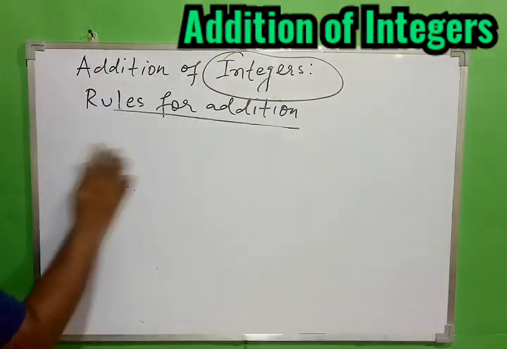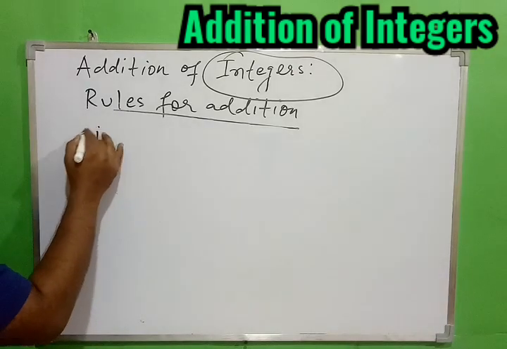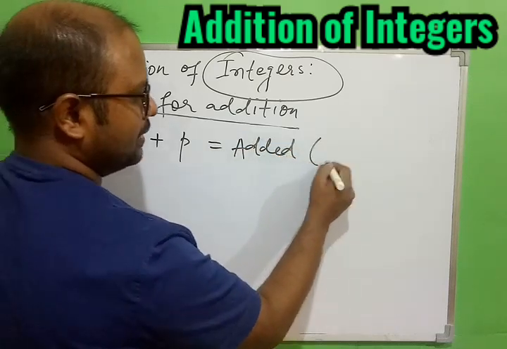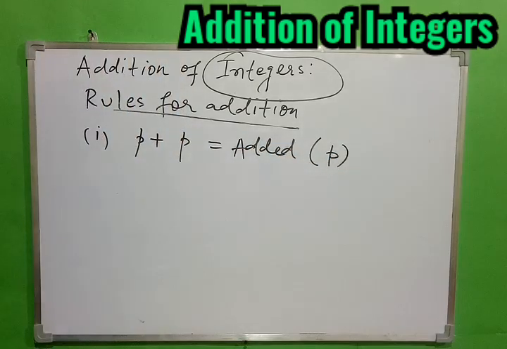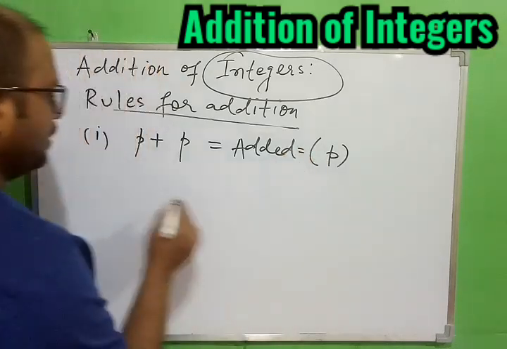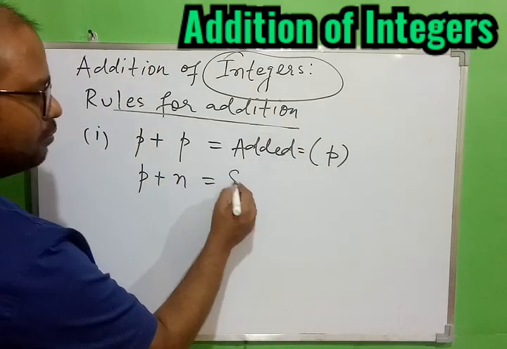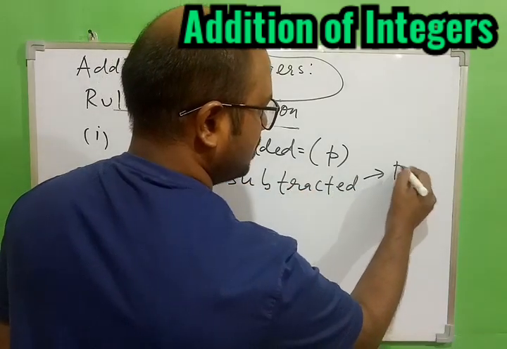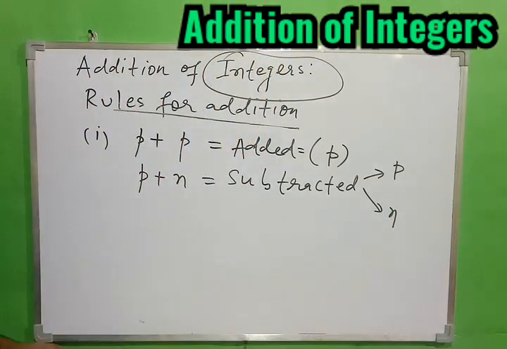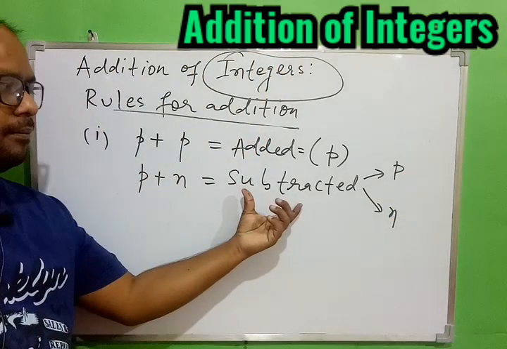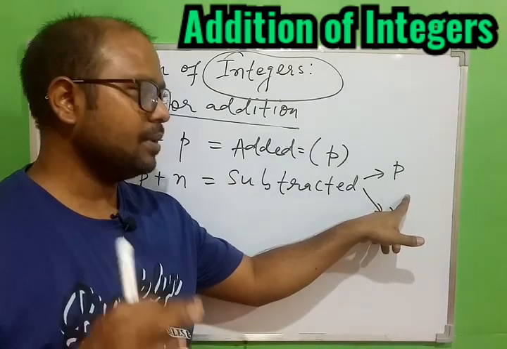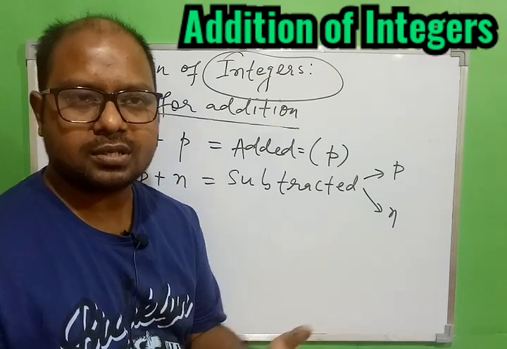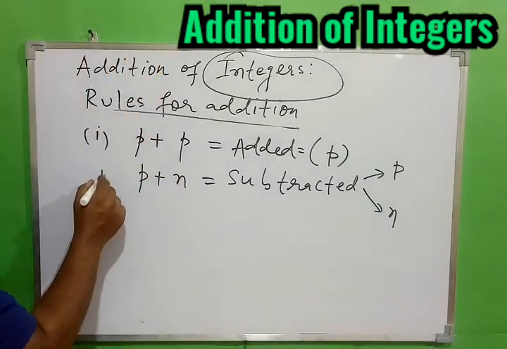So briefly we can summarize. Number 1, positive and positive will just be added, and that will also be a positive integer, no doubt. So the result will be positive. If you have positive plus negative, that will be subtracted, and this can be a positive or negative integer. So when positive and negative are added, basically we do the subtraction, and the final answer can be a positive integer or a negative integer, depending upon which number has the positive or negative sign. Okay, this is number 2.